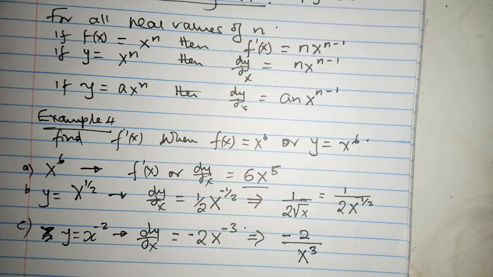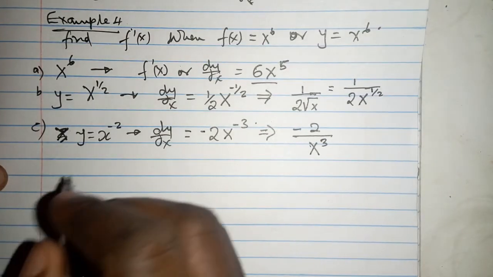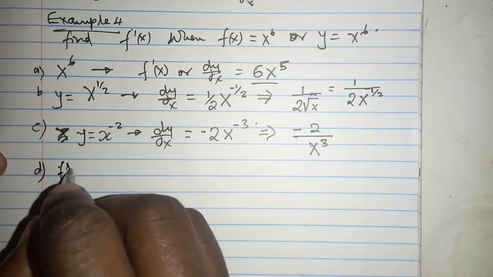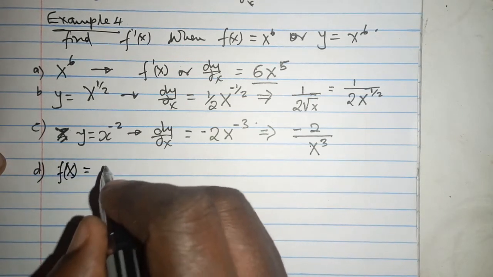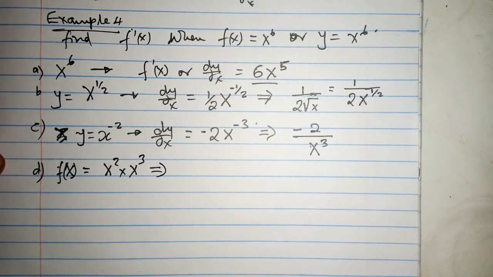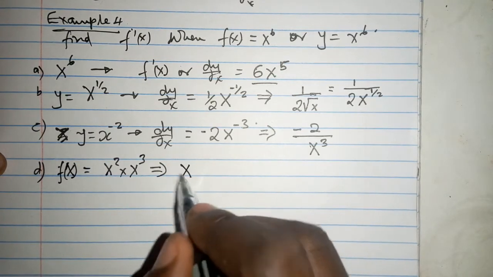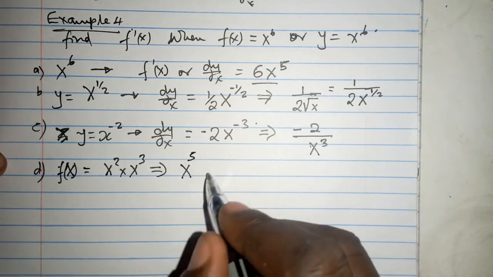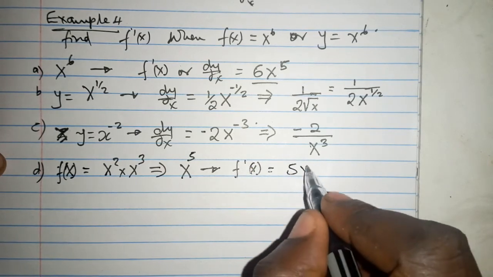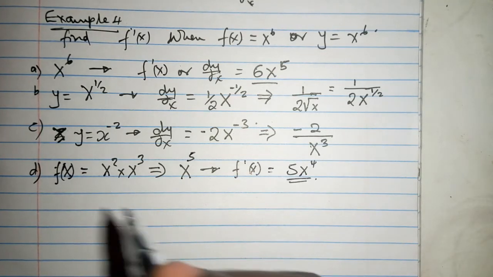Let's look at part D. Part D talks of the function of x being x squared times x cubed. First of all, we have to apply the laws of indices here because this is the same base and multiplied out. So we have x to the power 2 plus 3, which is x^5. And it goes without saying the derivative of that function is 5x raised to power 4. And that is what we have as far as that part is concerned.